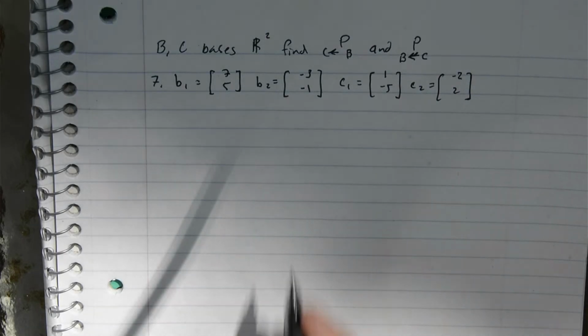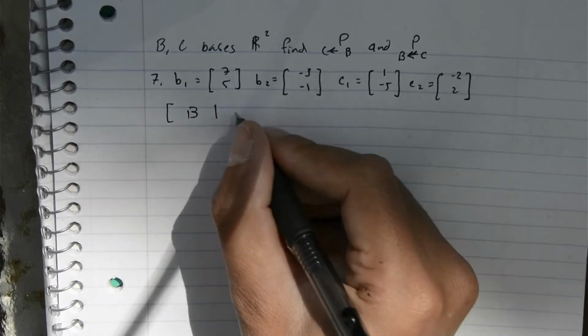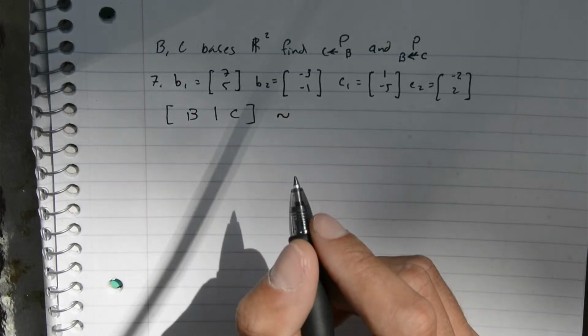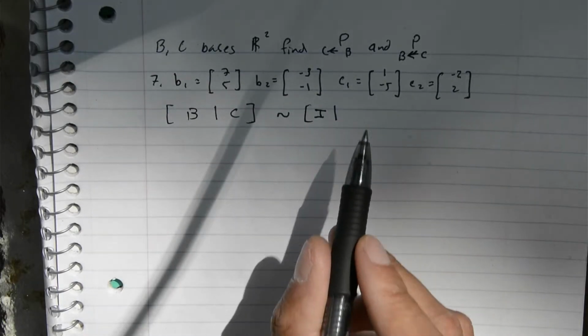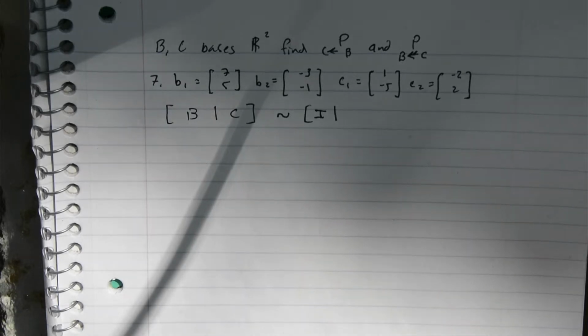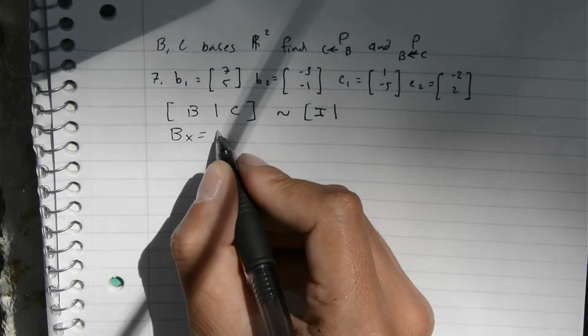Okay, so what we're gonna do, if we were to do B, C, and we row reduce it, we're gonna get I, and now which is this gonna be? This is gonna tell you... so what this is solving is B times X is equal to C1.